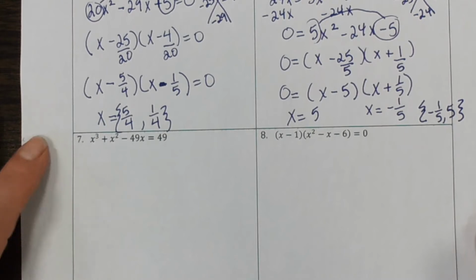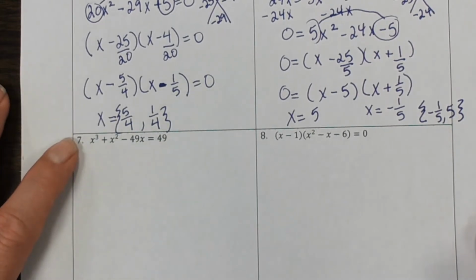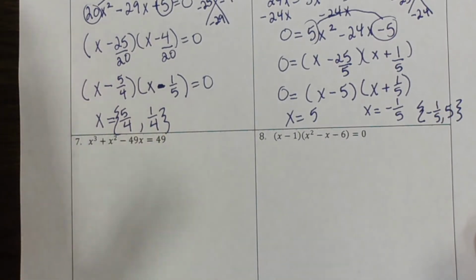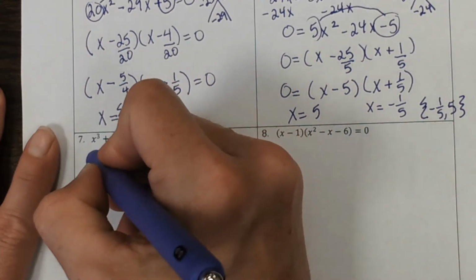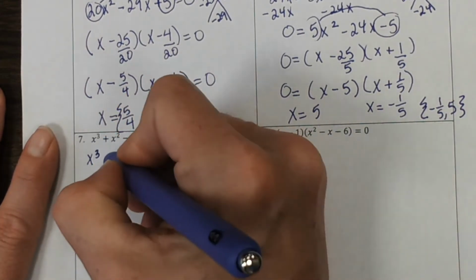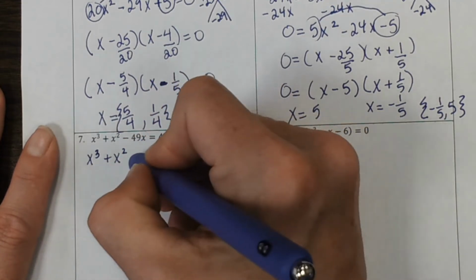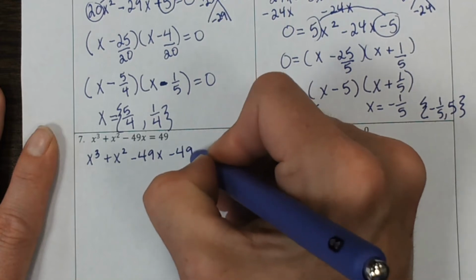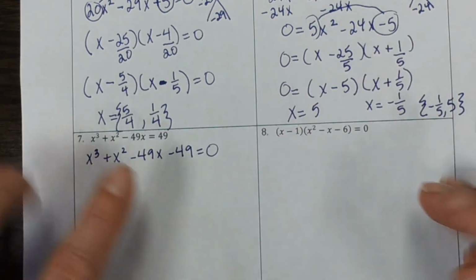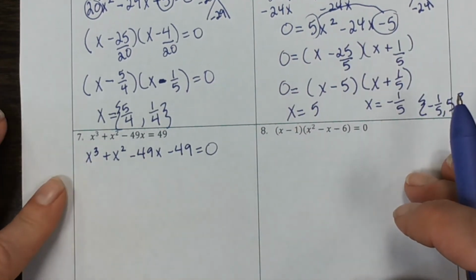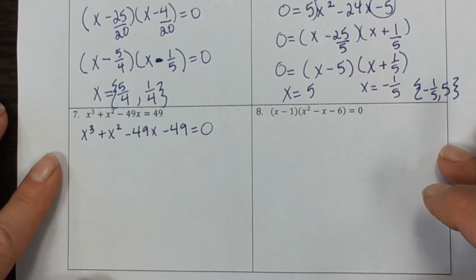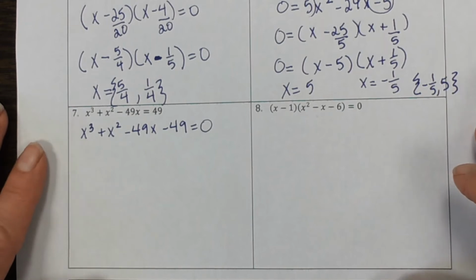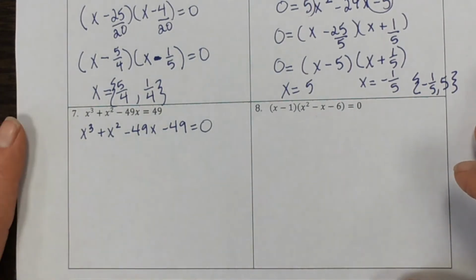All right. Now we have one with 3 terms on the left and a constant on the right. So we still need to get that constant over to the left. So x cubed plus x squared minus 49x minus 49 is equal to 0. Now, none of these are like terms, so I can't combine any of them. But remember, we do have a method for factoring with 4 terms. We do grouping.